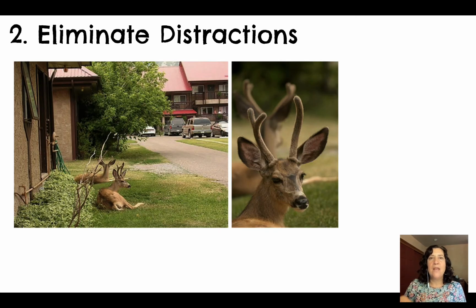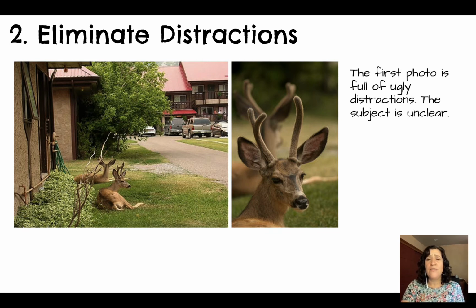The next technique to try is to eliminate distractions. So we have 2 photographs here of deer. The first photo is full of ugly distractions, right? I see hotel and car, and I don't really know what this photo is about. I definitely see the deer there, of course, but it's really not telling me what you as a photographer are focused on, what you are interested in, and really what kind of photograph you want to create.